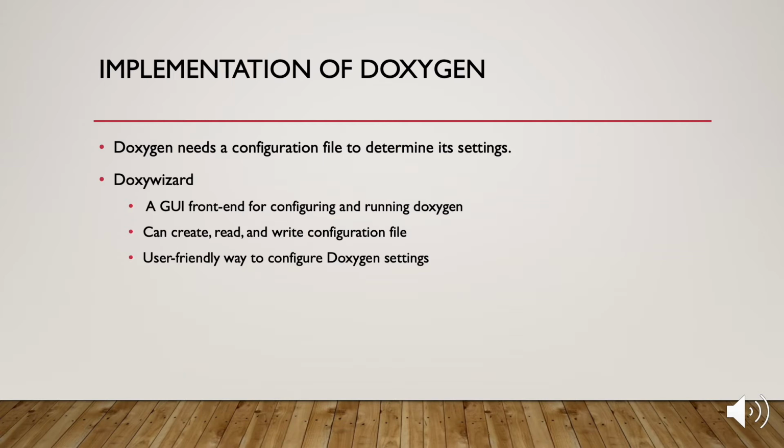One of the easiest ways to manipulate the configuration file is by using Doxywizard, a GUI front end used for configuring and running Doxygen. Doxywizard can create, read, and write configuration files, and it is a very user-friendly way to configure the Doxygen settings. Because of the many capabilities Doxygen has, it can be very difficult to understand and control them all. Doxywizard provides a user-friendly way to control all of the different tags inside the configuration file. This is key when choosing the style of output you want to use and things of that nature.